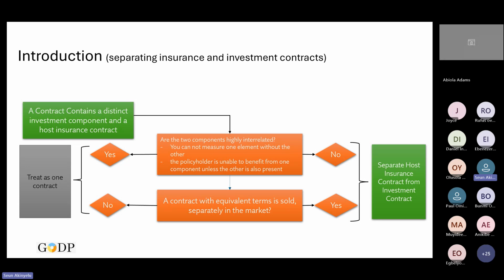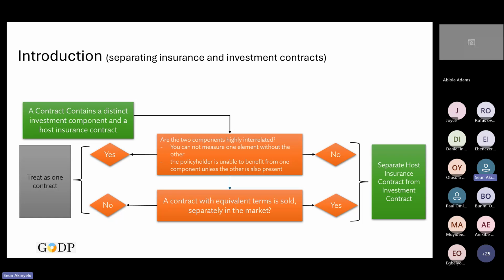But in a situation where they are not highly related, meaning that they are not highly interrelated, you can get benefit from the investment component even before the loss event occurs. At that point in time, we are saying they are not highly related. And you can even buy an investment component that is like that without the insurance component.